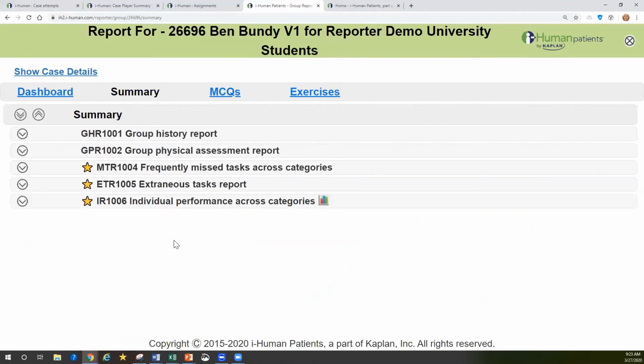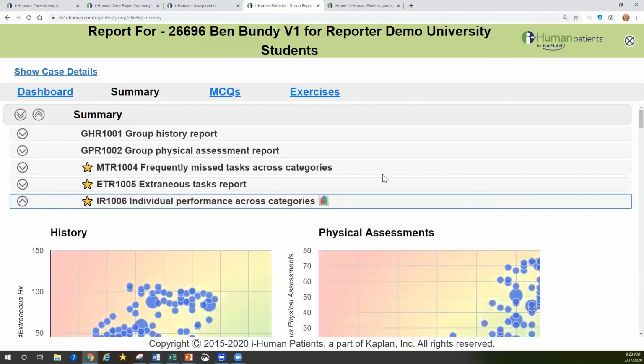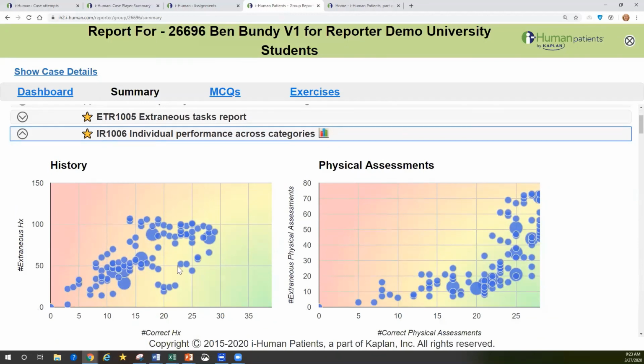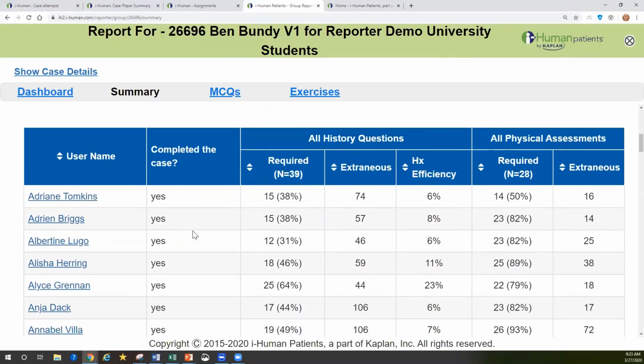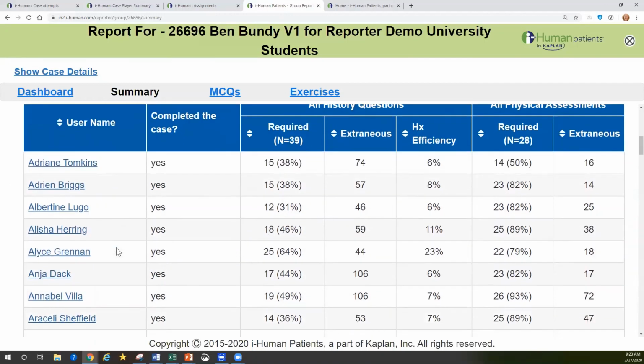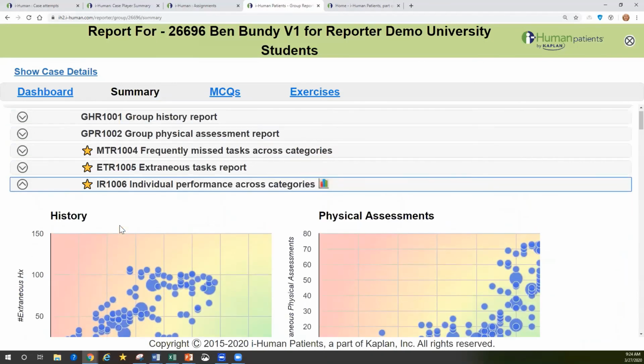So in the summary report, I can see really quickly things like frequently missed tasks across categories or extraneous tasks that my students did. I can also see individual performance across all the categories. So again, this will help me direct my students and help them. If I'm showing this in class, I may not want to have their usernames there, so I would have selected to show this without usernames. If I do want to look at this with an individual student, I can just dig right in to their account and see all that detail and talk about those questions with them specifically.